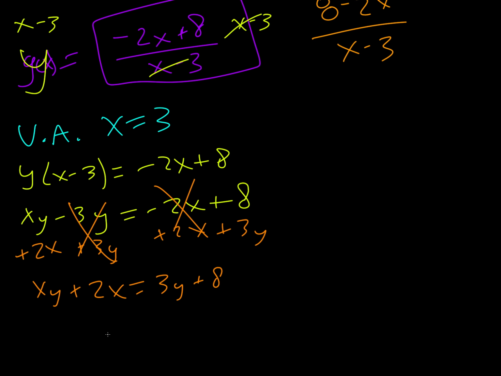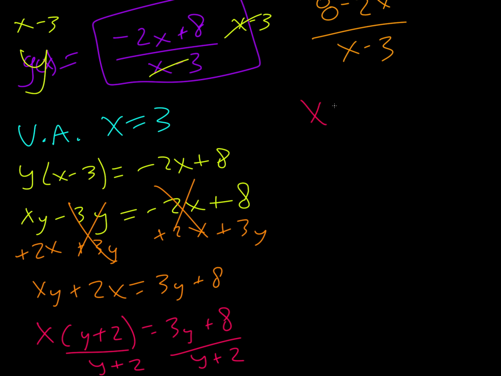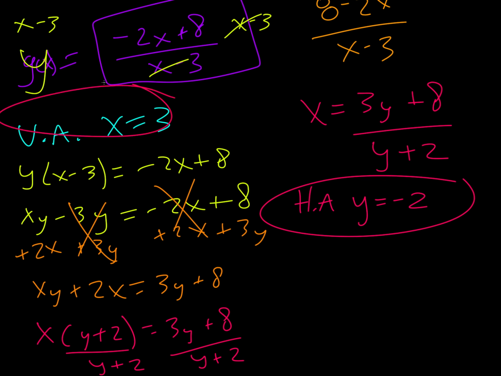Okay, what I'm going to do right here is I'm going to factor out an x. And then I'm going to divide by this piece that is not x. Alright, so we have x is equal to 3y plus 8 over y plus 2. And the number we could plug in here would be negative 2. And so we have a horizontal asymptote at y equals negative 2. Okay, so we found both our asymptotes. And then the final thing is to sketch the graph.